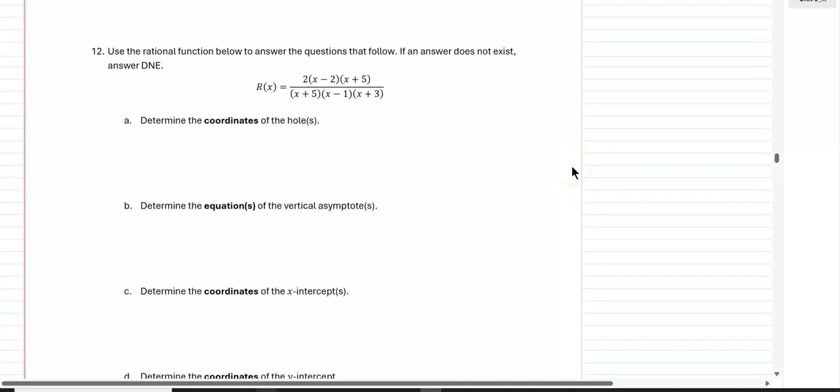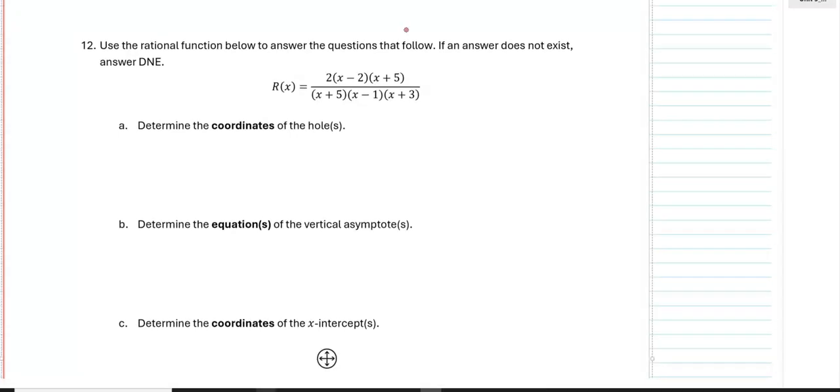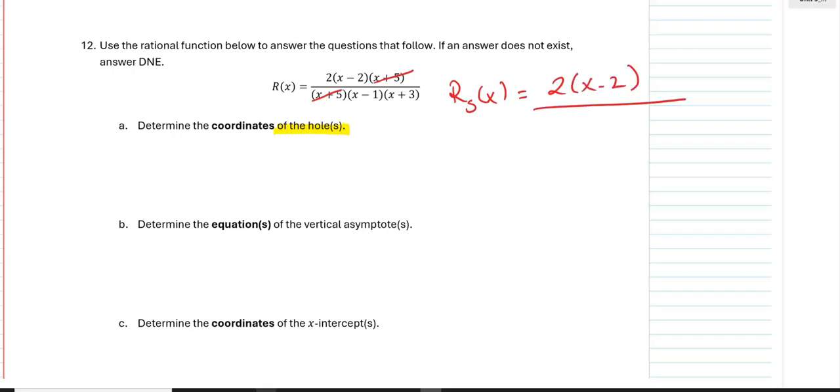All right, now we're moving to rational functions. So this is a detailed classical rational function problem. Determine the coordinates of holes. Okay, holes happen when we have the two same terms. So then the rational function in simplified form will be 2 times x minus 2 divided by x minus 1 and x plus 3. After we decide the holes, we're going to continue with this function. So where are the holes at?